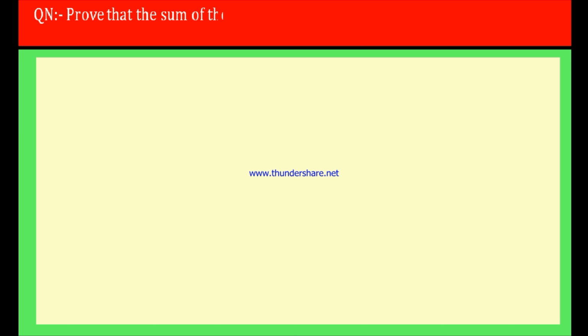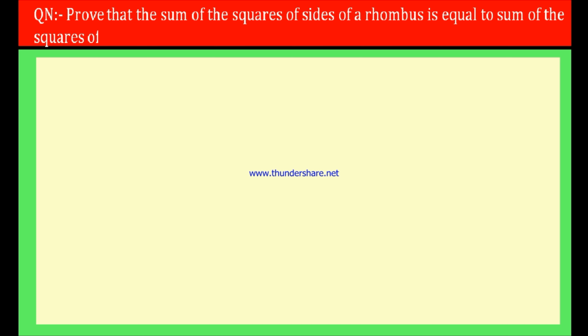Prove that the sum of the squares of sides of a rhombus is equal to the sum of the squares of its diagonals. I shall repeat. Prove that the sum of the squares of sides of a rhombus is equal to the sum of the squares of its diagonals. This question appeared in March 2015 and June 2017.